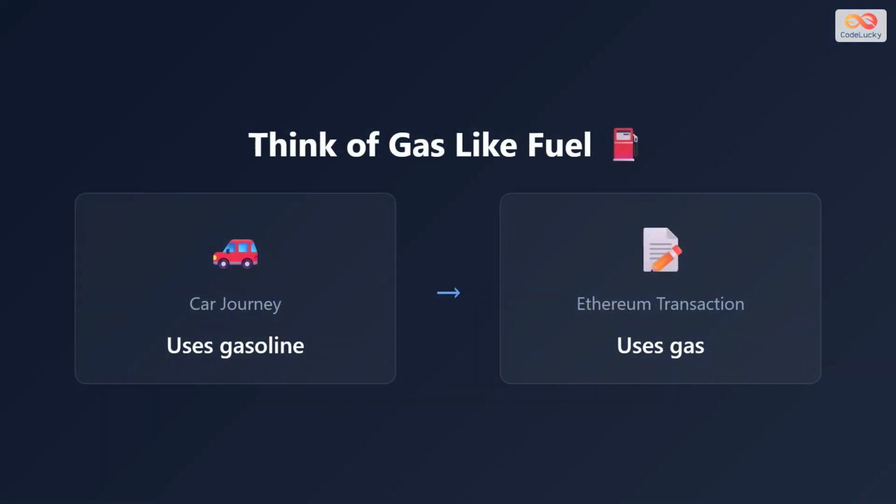The best way to understand gas is through a simple analogy. Just like a car needs gasoline to travel from one place to another, an Ethereum transaction needs gas to move from your wallet to its destination. The more complex the journey or transaction, the more fuel or gas you'll need. This analogy helps explain why different types of transactions cost different amounts.